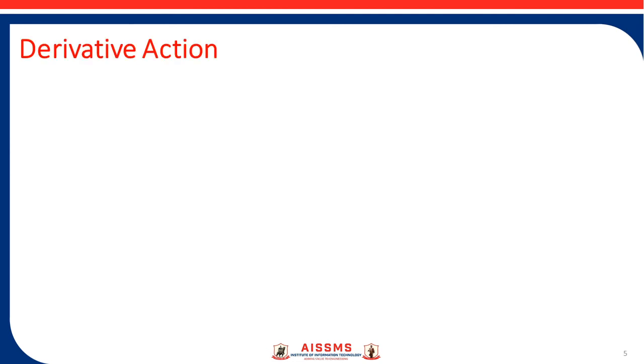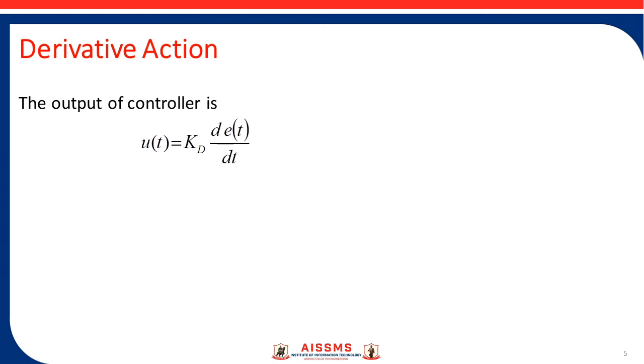Now the last one is derivative action. In derivative action, the output is proportional to rate of change of error. The output of controller is u(t) = Kd de(t)/dt, where Kd is equal to Td, that is the derivative gain.